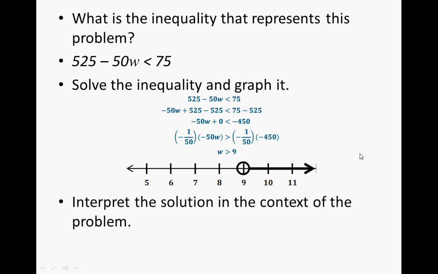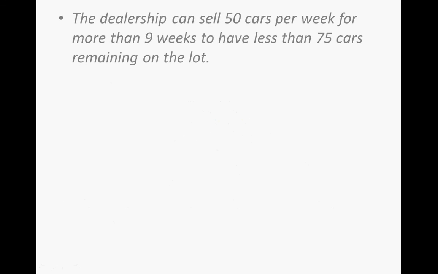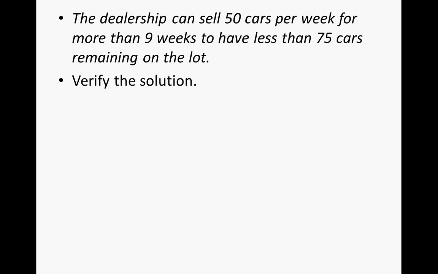So interpret the solution in the context of the problem. Well, the dealership can sell 50 cars per week for more than 9 weeks to have less than 75 cars remaining on the lot. Let's verify that solution.